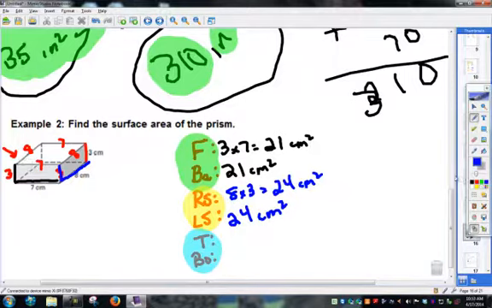The top is going to be right here by right here. So I say, okay, well that's going to be a 7 by 8. So 7 times 8 equals, let me do a different color, 56 centimeters squared. And this is going to be the same, 56 centimeters squared. Okay, so you get out your calculator at that point and you add them up.